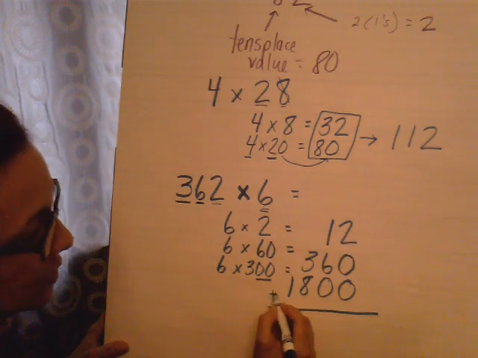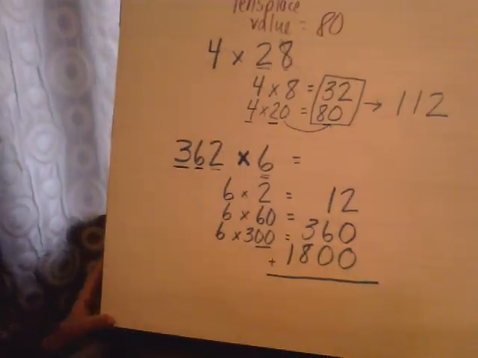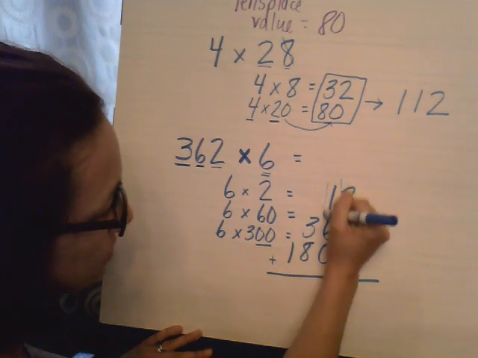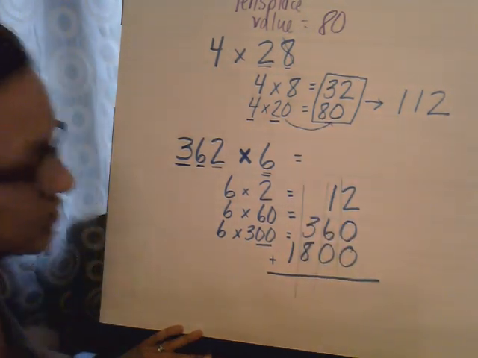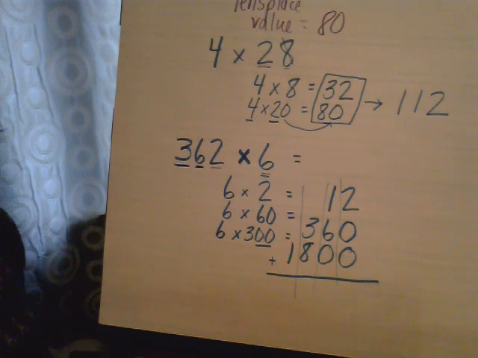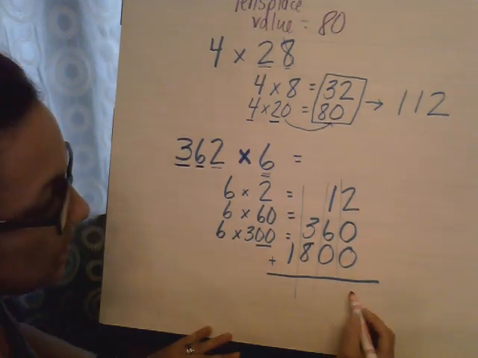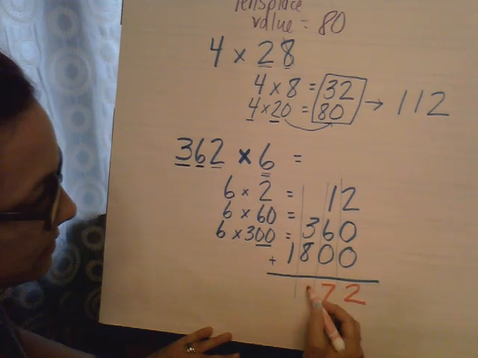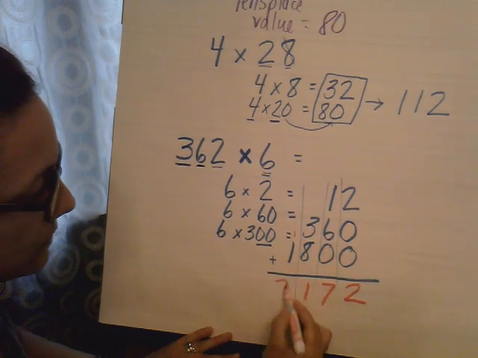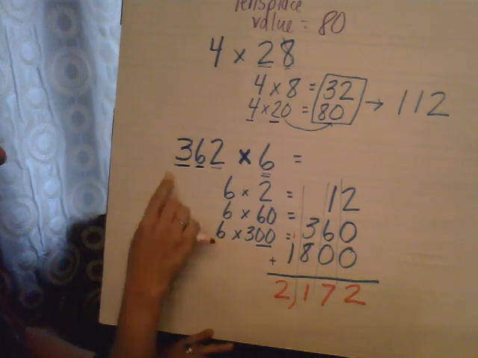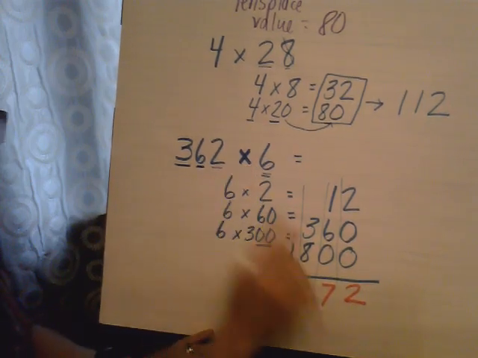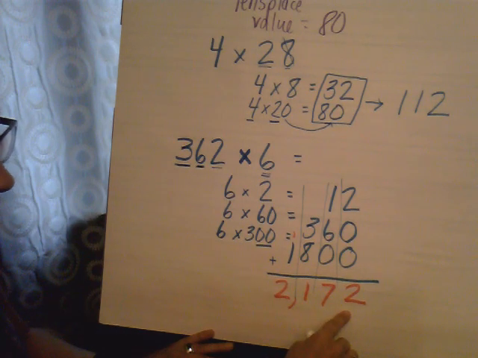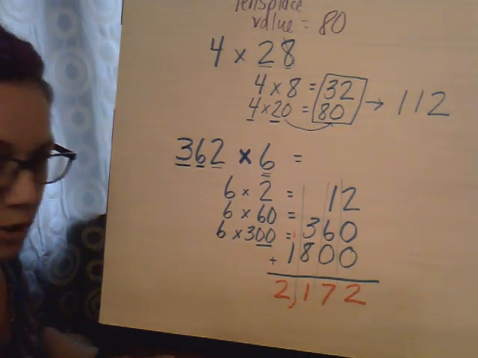Now, all we have to do is add it all up. Like I said, one really important thing is that you are making sure you have your columns nice and neat and straight, so that when you add up, you come out with the correct answer. So we've got 2 over here, 7 here, 11, carry the 1, and there you go. So 362 times 6 equals 2,172. All right? I hope that makes sense.